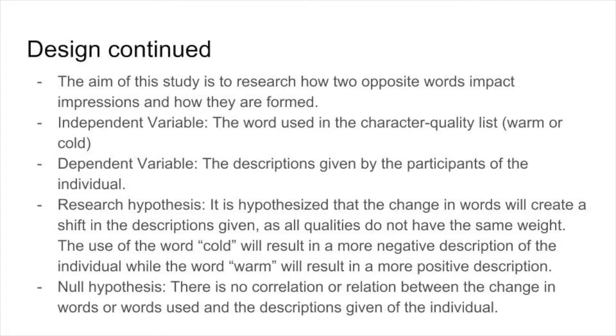Design continued. The aim of this study is to research how two opposite words impact impressions and how they are formed. The independent variable is the words used in the character quality list, warm or cold. The dependent variable was the description given by the participants or individual.